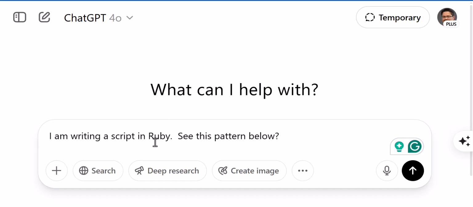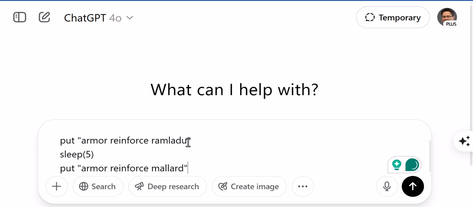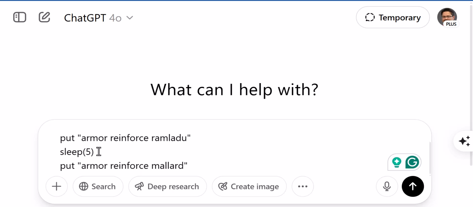So starting off, I am writing a script in Ruby. Do you see the pattern below? So this is the pattern. I have this zoomed into 250, so you're not seeing the whole bar. But it's put armor reinforced rambladu, sleep for 5 seconds, put armor reinforced mallard. So I asked it a question, I'm going to hit enter.